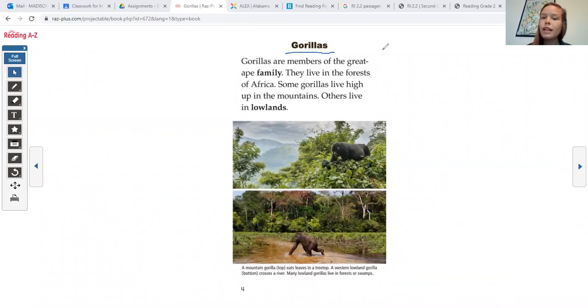So we're going to read the section on gorillas right now and get started. Gorillas. Gorillas are members of the great ape family. They live in the forests of Africa. Some gorillas live high up in the mountains. Others live in the lowlands.